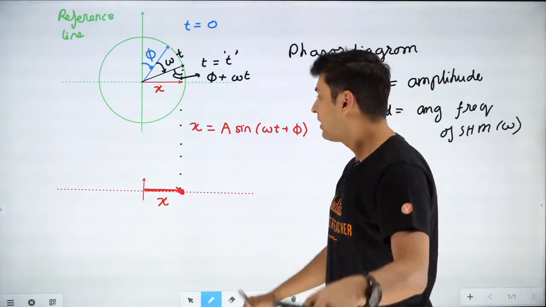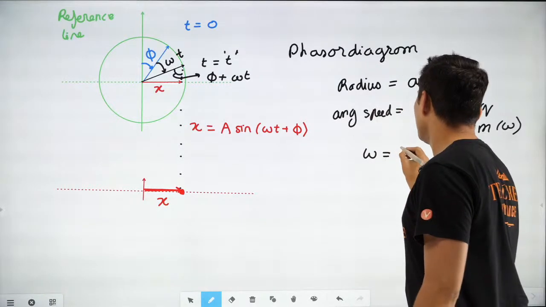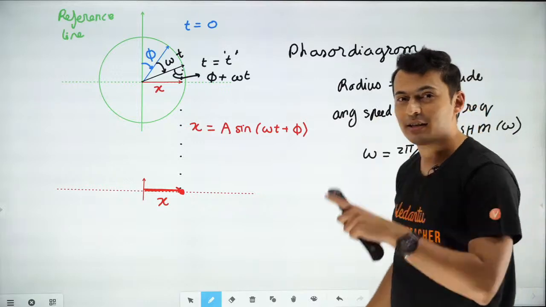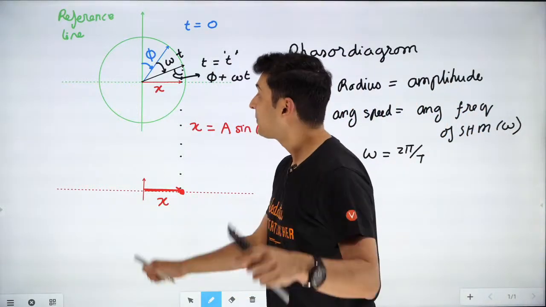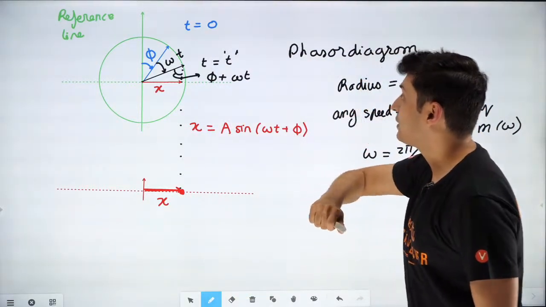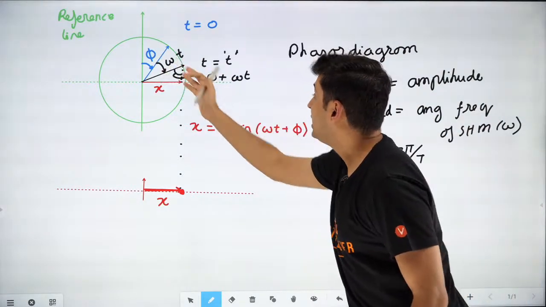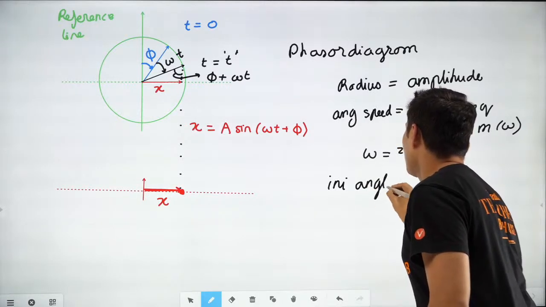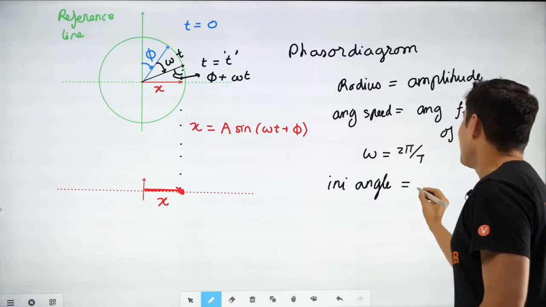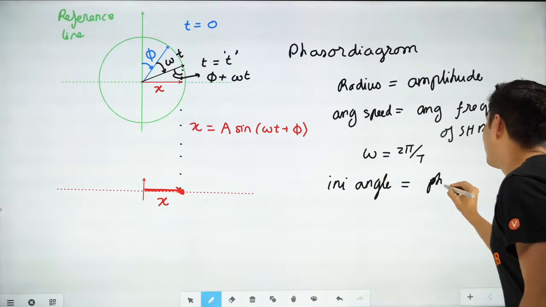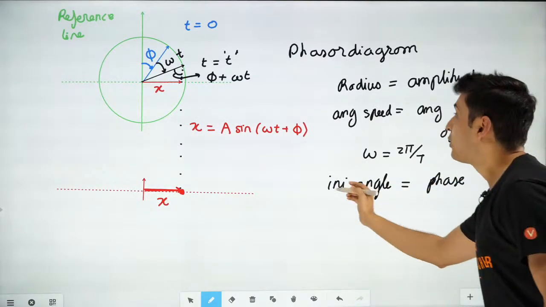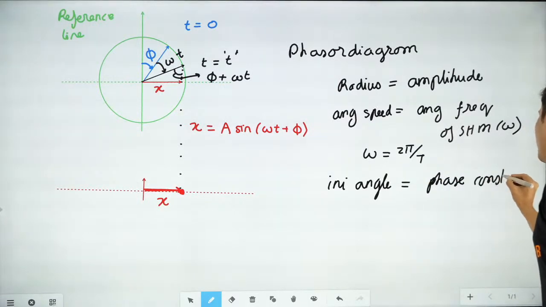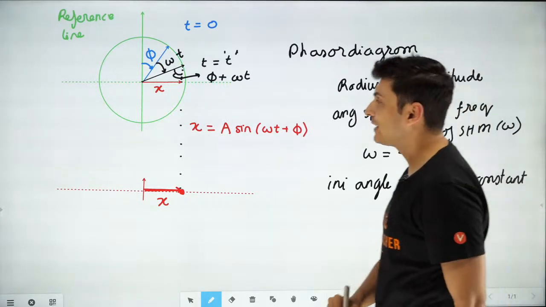And in UCM, wasn't omega equal to 2 pi by T? The same thing is also valid in SHM. That's the reason for that. And next thing, guys, what you're going to see is this initial angle, the initial angle with the reference line, is basically your phase constant.